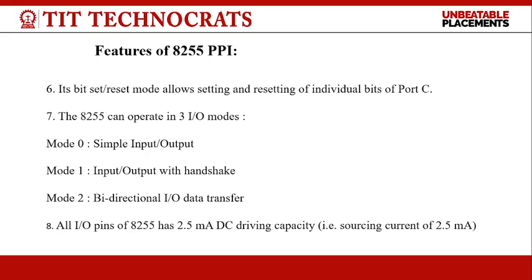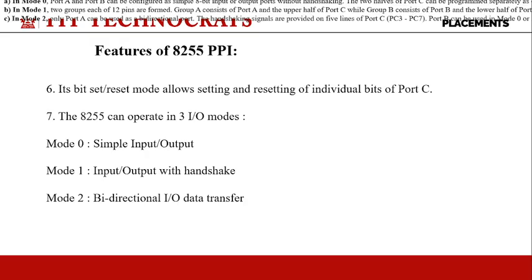Next, the 8255 can operate in three input output modes, that is mode 0, mode 1 and mode 2. Mode 0 is called simple input output mode. Mode 1 is called input output with handshake signals. Then mode 2 is the bidirectional input output data transfer mode. Similarly, all the IO pins of 8255 have 2.5 milliampere direct current driving capacity. That is, the sourcing current is 2.5 milliampere in all 8255 input output pins.